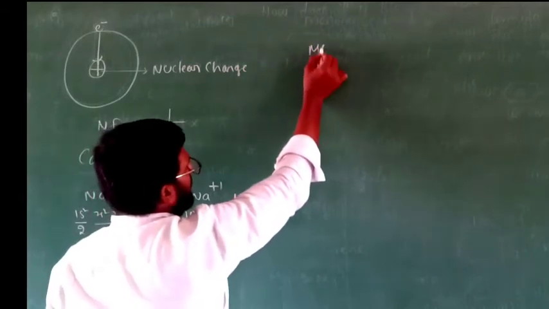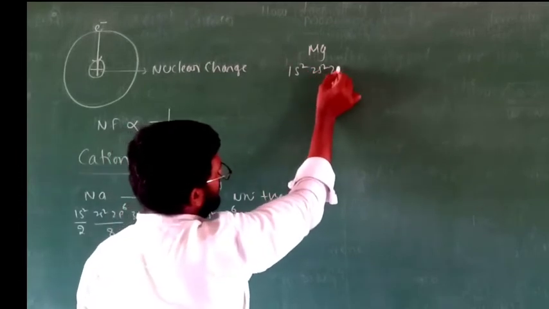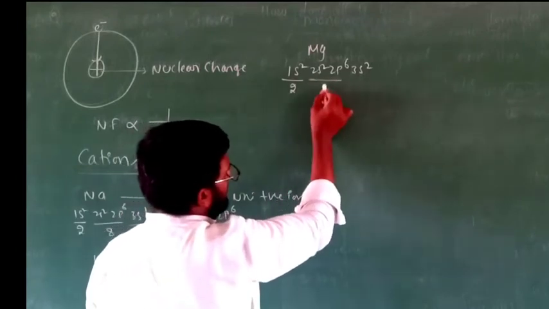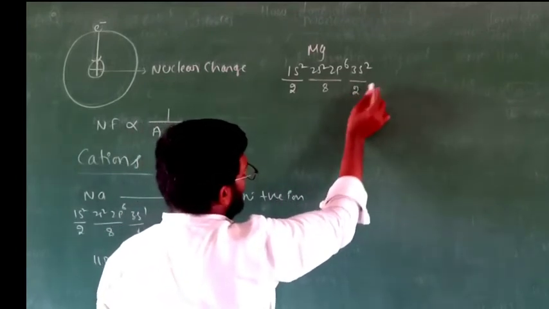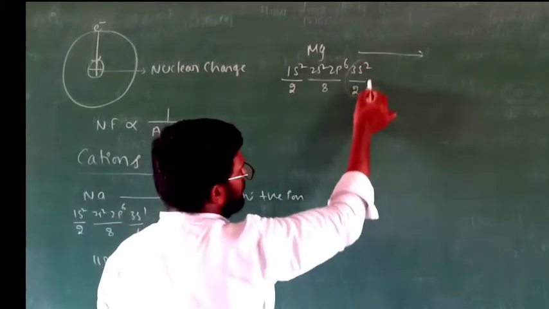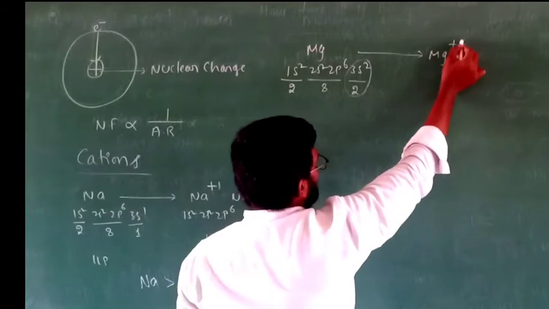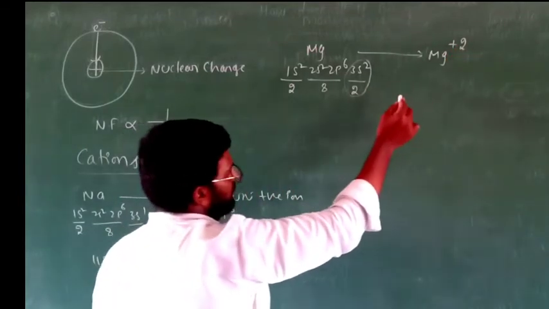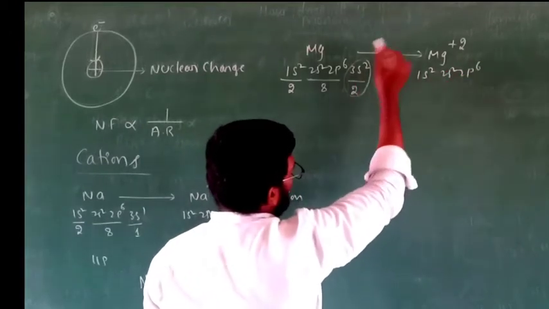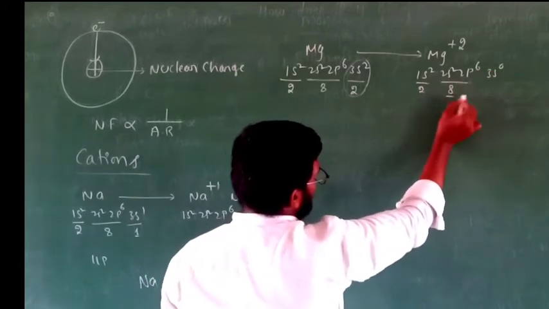Now let's come to one more example. Magnesium, whose atomic number is 12. Its electronic configuration is 1s2, 2s2, 2p6 and 3s2. First shell 2 electrons, second shell 8 electrons, in the last shell there are 2 electrons. To get octet configuration, that is neon configuration, it has to lose these 2 electrons. Then after losing 2 electrons, it gets plus 2 charge. Why is it getting plus 2 charge? We'll see. 1s2, 2s2, 2p6. Now these 2 electrons are lost, so 3s0. Now it has got octet configuration.